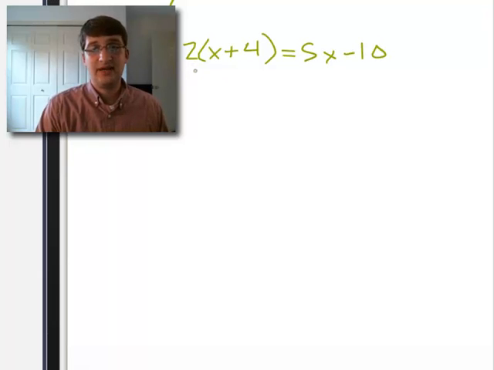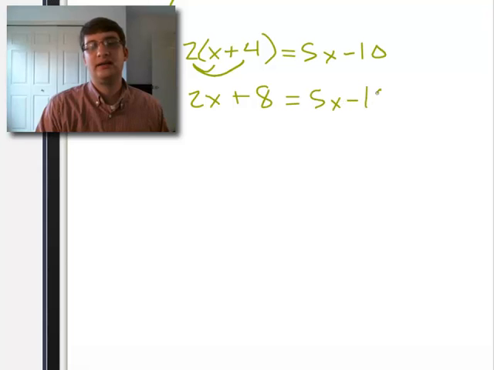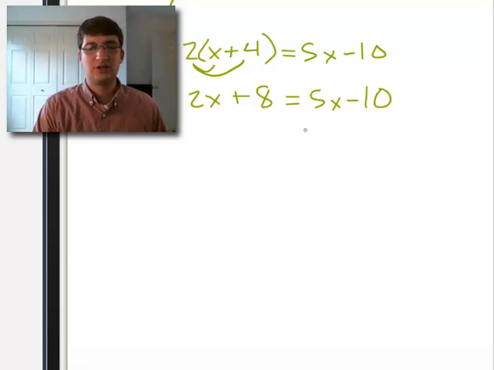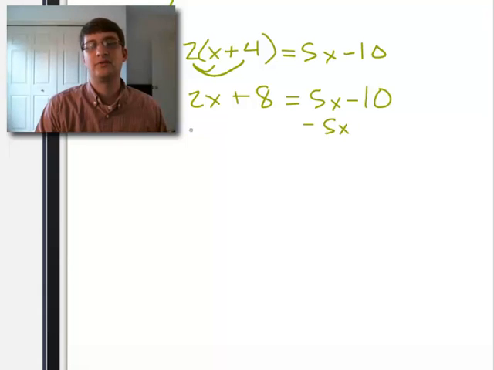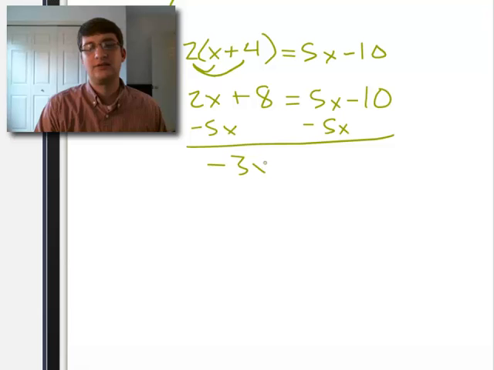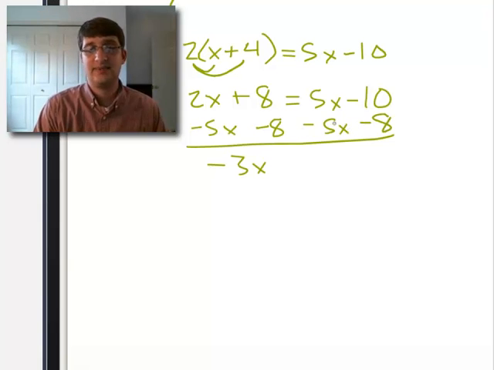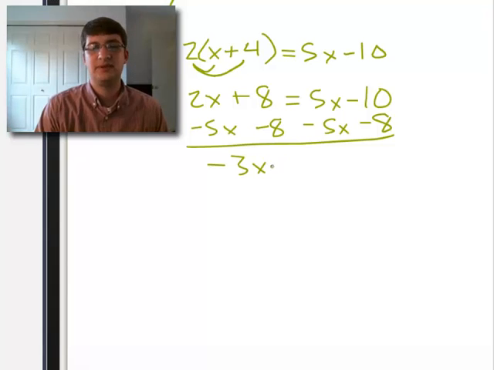Now I'm going to simplify the left side by distributing this 2, so I got 2x, and then 2 times 4 is going to give me 8, equals 5x minus 10. Now I'm going to move this 5x over by subtracting 5x from both sides, and I'm going to get negative 3x over here. On the same line, I can move this 8 over by subtracting 8 from both sides while I'm doing that, so it saves me a little time.